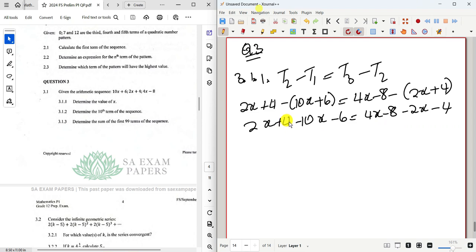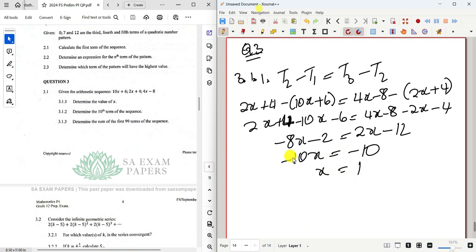Okay, so let's see now. The mistake that we can make, let's see. I'm just gonna simplify things like this. 2x minus 10x is minus 8x. 4 minus 6 is minus 2. And then 4x minus 2x is 2x. Minus 8 minus 4 is minus 12. So what we can do here, we can say we have minus 10x equals negative 10. Therefore, x equals 1. And then we are good to go.